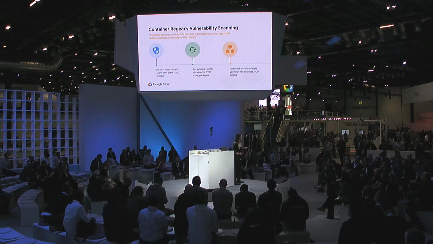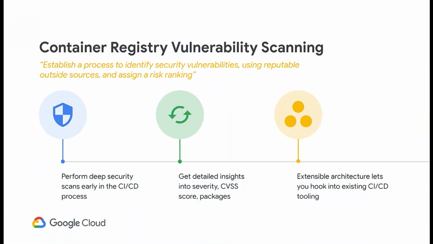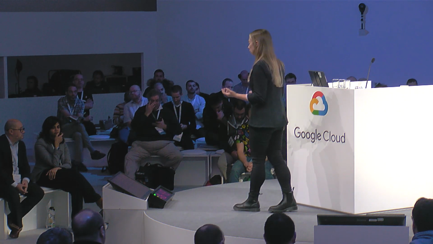So maybe you have a requirement that says establish a process to identify security vulnerabilities and assign a risk ranking, maybe like high, medium, and low. You can use container registry vulnerability scanning. It checks the images that you push into the registry for security vulnerabilities. We currently support multiple OSs like Ubuntu, Debian, Red Hat, CentOS. And it constantly refreshes the vulnerability database from feeds from the corresponding vendors, so you can be notified when there are new known vulnerabilities.